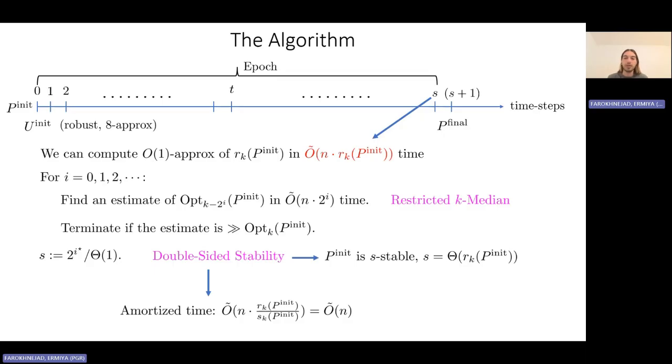What is the running time here? Well, the amortized running time is going to be tilde of n because of the double-sided stability. We know that redundancy is theta of stability, and all of these parts are done with restricted k-median, and the running time is going to be at most tilde of n times the redundancy. So the amortized running time is near linear in this part.